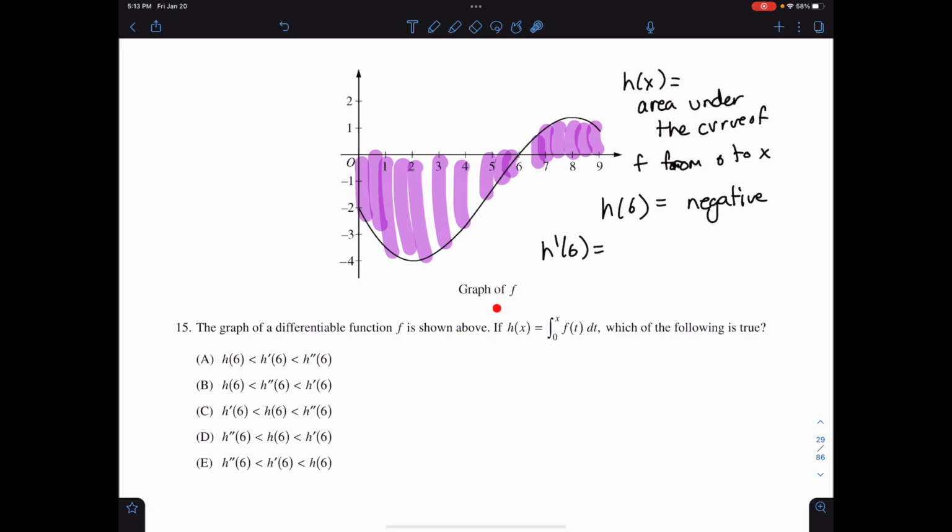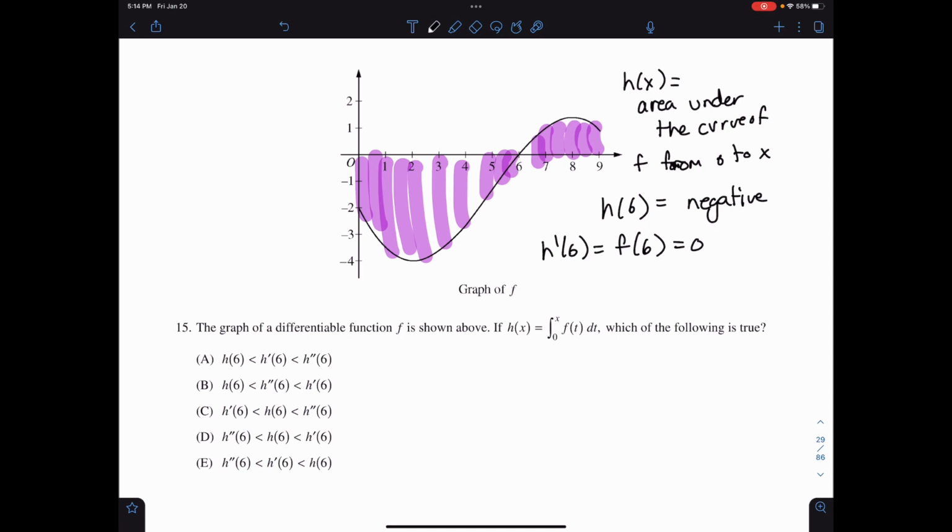If we look at our equation where it says h of x is equal to this integral, h prime is the derivative. So the derivative sort of cancels out this integral. So we can say that h prime of 6 is equal to f of 6, and f at 6 is 0. So we know that h prime of 6 is 0.